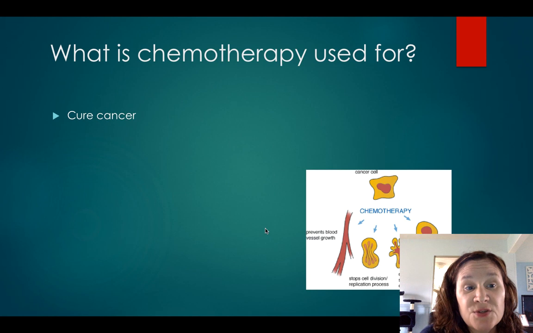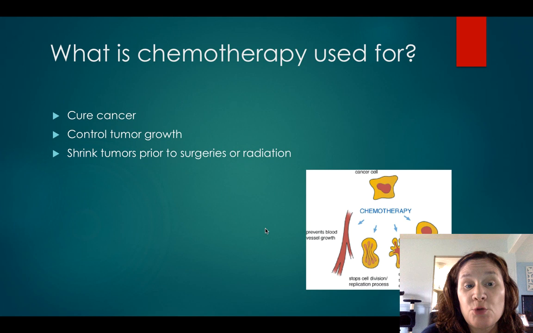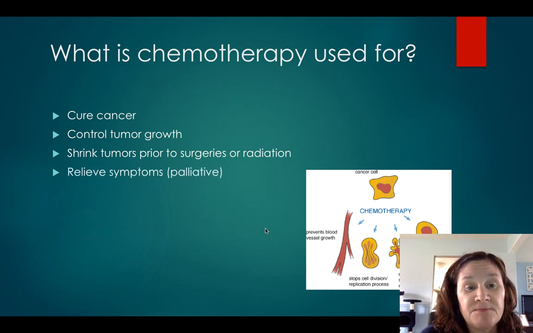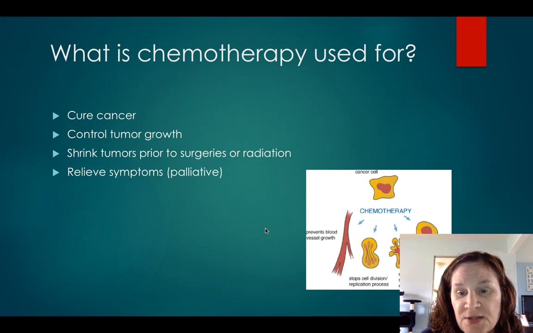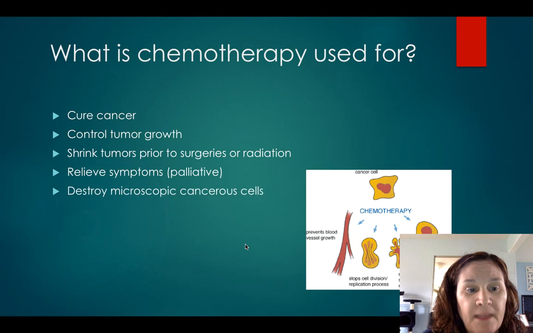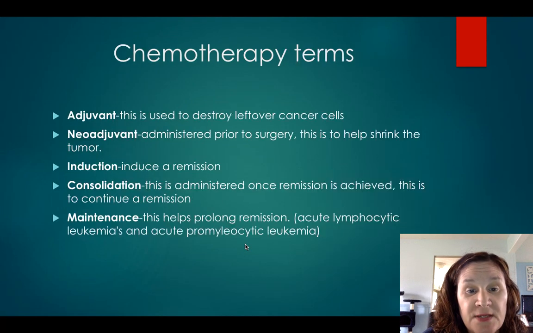So what is chemotherapy used for? It is used to cure cancer, control tumor growth, shrink tumors prior to surgeries or radiation, and relieve symptoms, such as palliative. And I put a little picture over there. You could see the cancerous cells. What happens is different chemotherapy will either stop cell division, or they'll actually interfere with the DNA and the RNA, and it causes spontaneous cell death. And it destroys microscopic cancer cells.